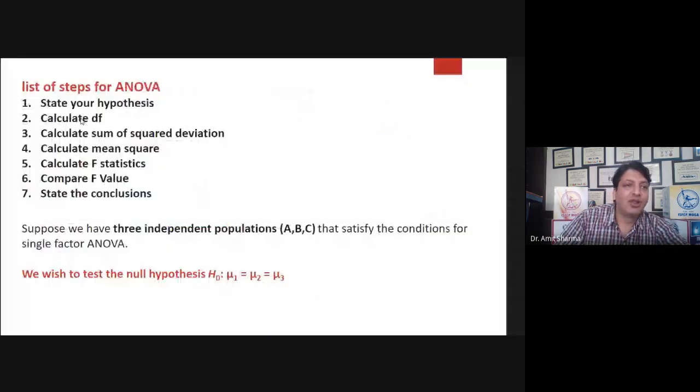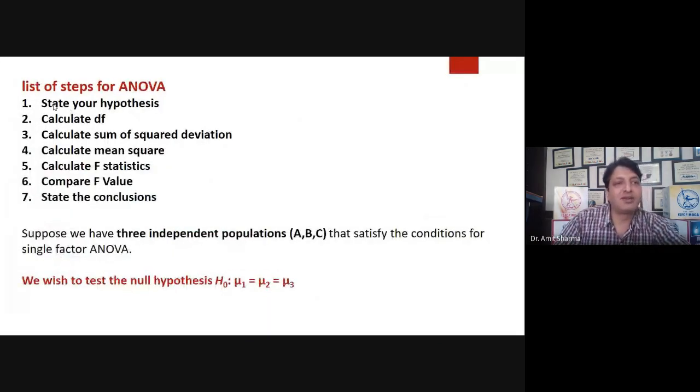Clear? So as I told you, 7 steps are there. We have already completed 2 steps for ANOVA. We have stated our hypothesis. We have calculated the degree of freedom.